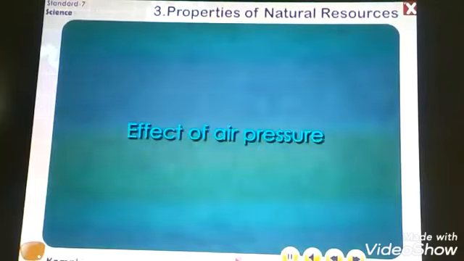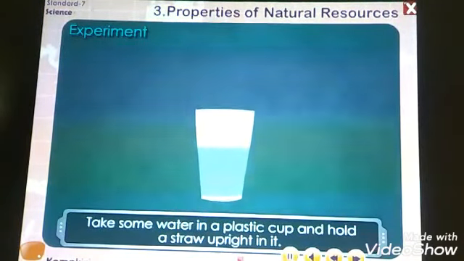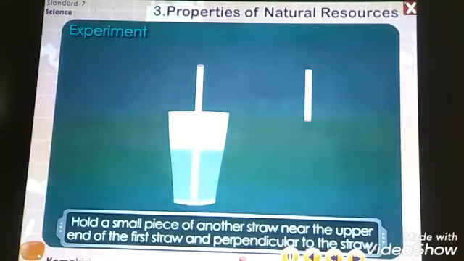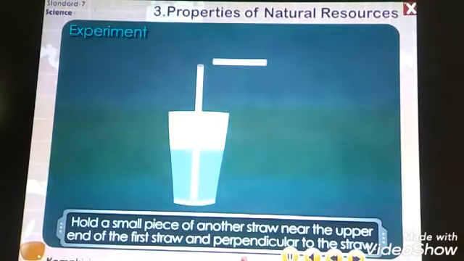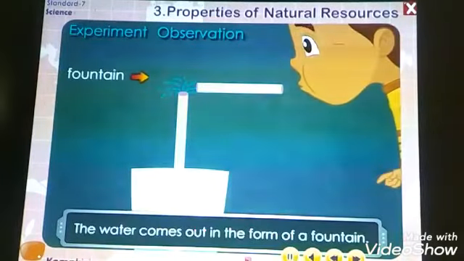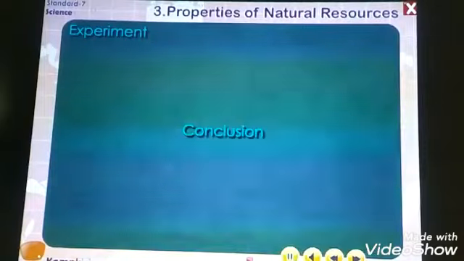Effect of air pressure. Experiment. Take some water in a plastic cup and hold a straw upright in it. Hold a small piece of another straw near the upper end of the straw and perpendicular to the straw. Blow hard through the smaller piece of the straw. Observation. The water comes out in the form of a fountain.